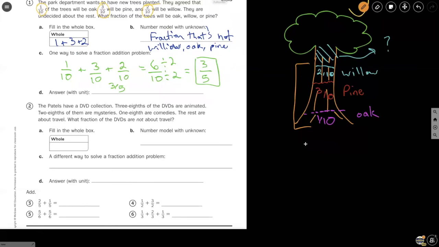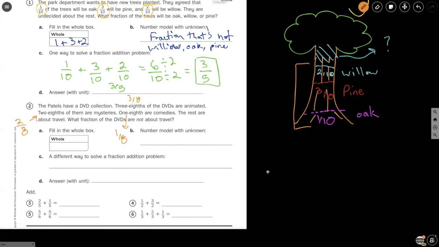All right, the two Patels have a DVD collection. 3/8 of the DVDs are animated, 2/8 of the DVDs are mysteries, and 1/8 are comedy. The rest are about travel. What fraction of the DVDs are not about travel? Okay, so again, we're just adding up the fractions. That's it.